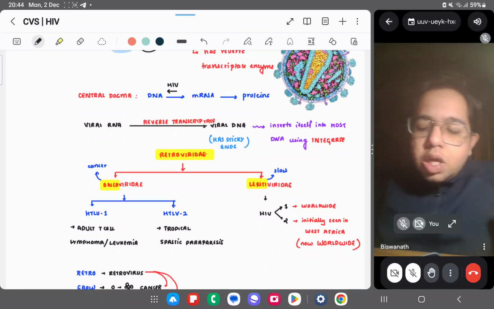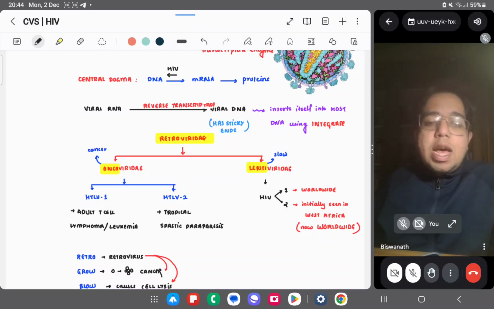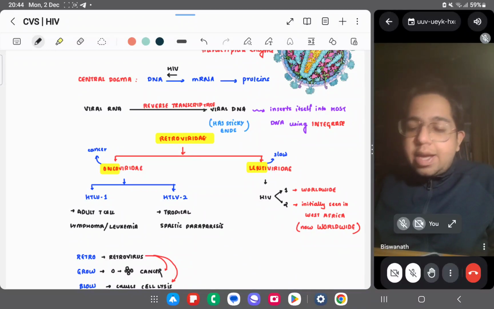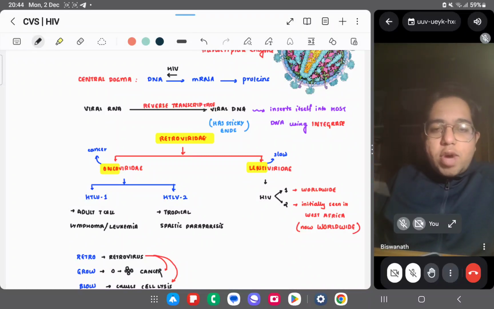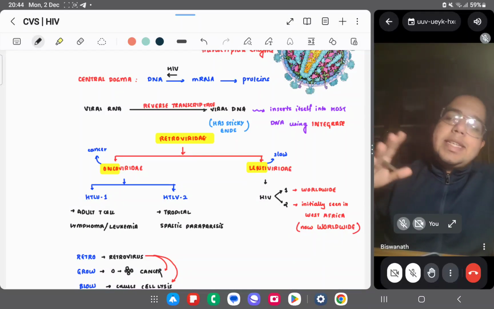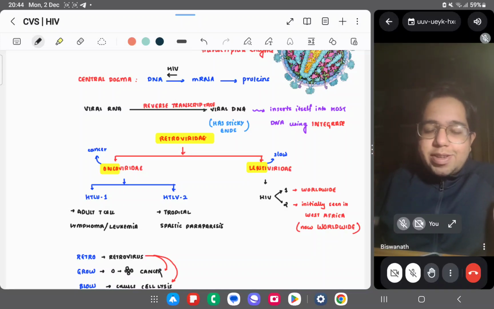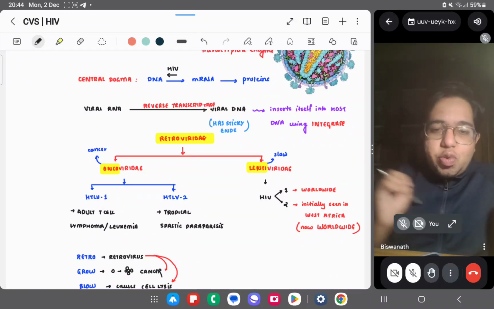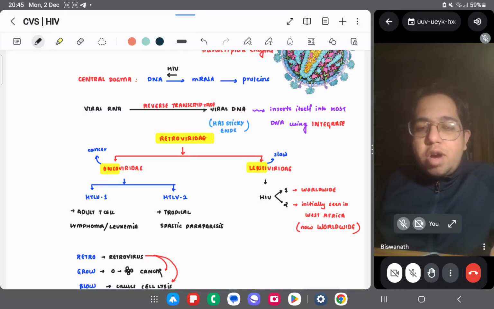Okay. So I told you retroviridae family has two divisions, oncoviridae and lentiviridae, right? And this lentiviridae is divided into HIV1 and HIV2. HIV1 was prevalent worldwide from the very beginning. And HIV2 was first discovered in the West African region and the Sub-Saharan region, and afterwards it began to be distributed worldwide, right?